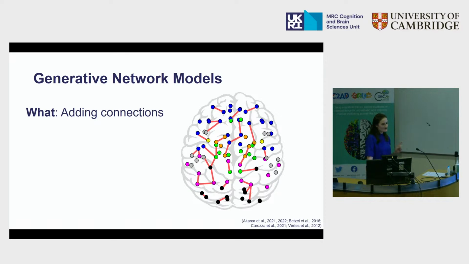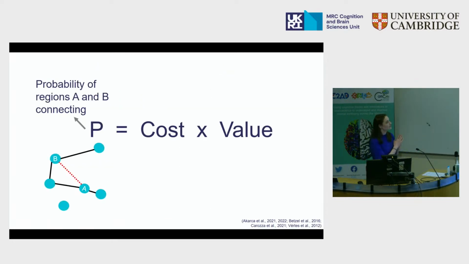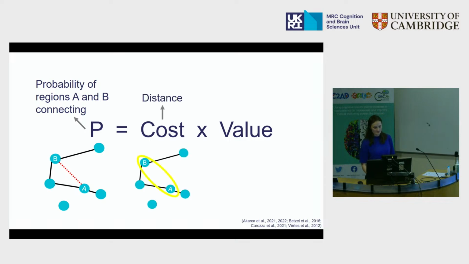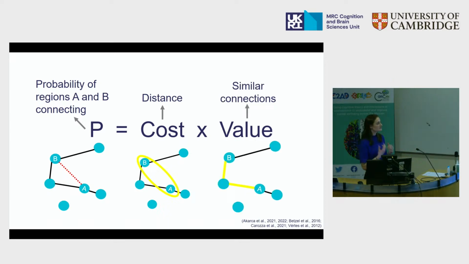So what is important about these models is not necessarily what it's doing, but how it's doing it, how this model is choosing which connection to add next. And that's based on this equation. So P is the probability of two regions connecting for this small example A and B, and that's determined by cost times value for that connection. Cost, as I've been saying, is distance. So these models are going to preferentially pick connections between regions that are closer together. And value is having similar connections.